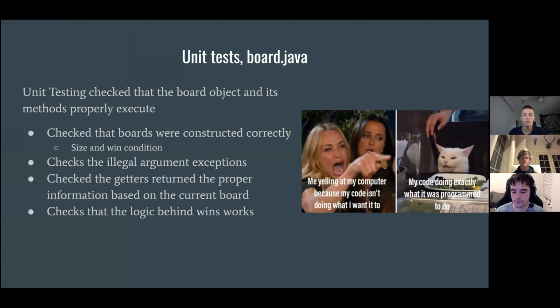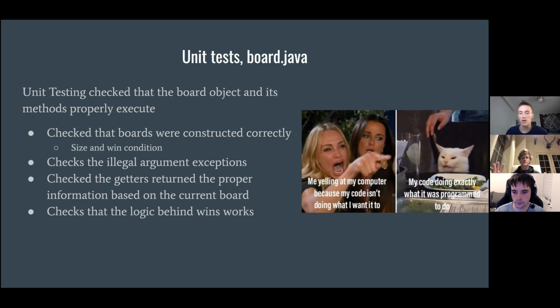So our unit tests are making sure that our code was doing what we wanted it to do. And we had tests that check the constructors, making sure that the board's set up correctly, testing our illegal argument exceptions, testing our getters and setters, and our logic behind the wins and losses.